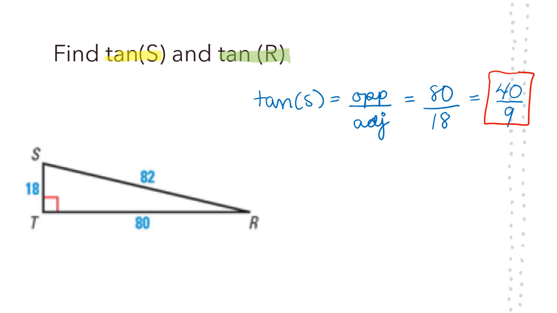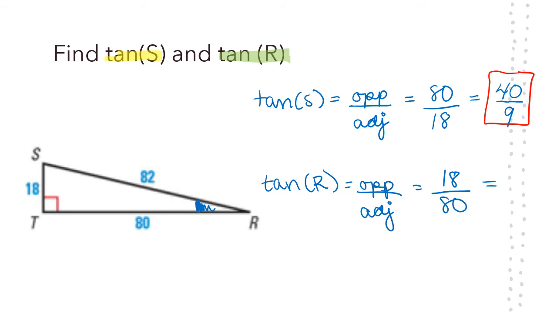Let's look at angle R, the tangent of angle R. This is angle R. The leg opposite of angle R this time is 18. The leg adjacent to angle R is 80. And that simplifies to 9/40. Hopefully you noticed we did not use the hypotenuse at all. If you find yourself using the hypotenuse when you're finding the tangent of an angle, you're doing something wrong. Tangent ratios only involve legs.